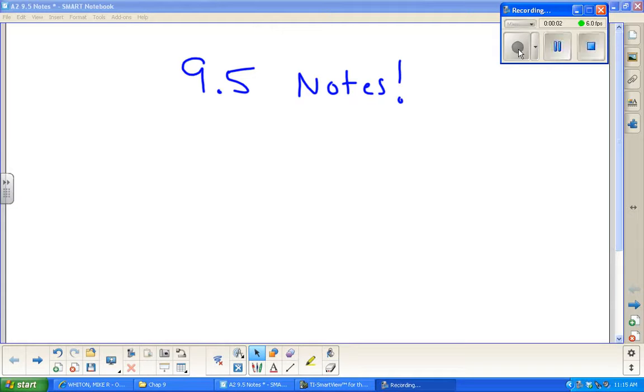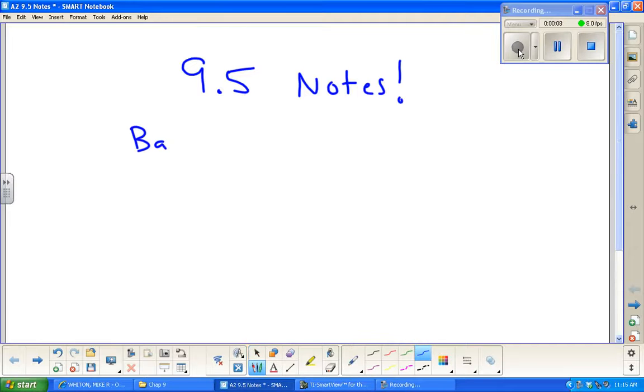Okay, so this will be Algebra 2, Section 9.5 notes. The section deals with base e and natural logarithms. And if you remember, the whole chapter's kind of been about exponential functions and logarithms. So this is kind of like a special case here.